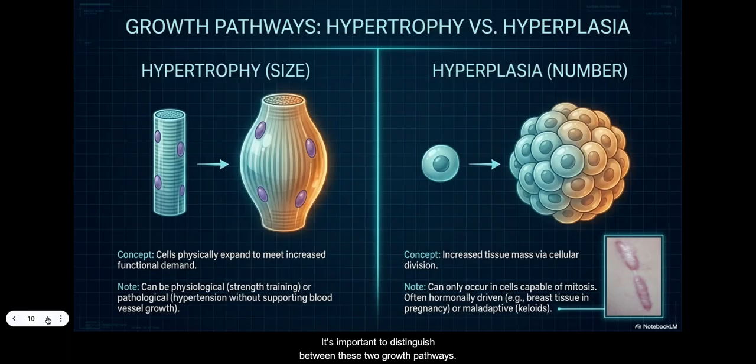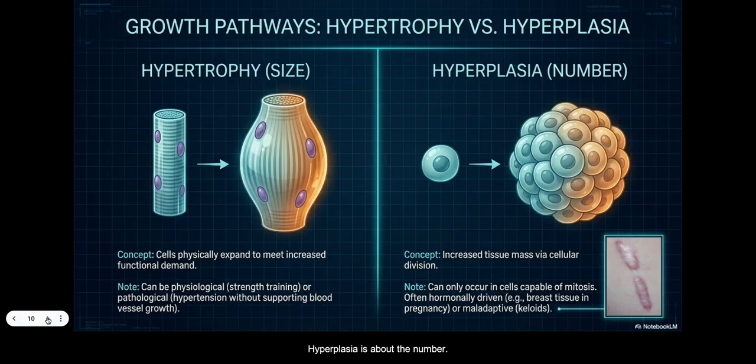It's important to distinguish between these two growth pathways. Hypertrophy is about size. Cells physically expand to meet demand, which can be physiological. For example, exercise, right? Your cells go through hypertrophy to meet the demands of the exercise that you're doing. Or pathological, for example, hypertension.